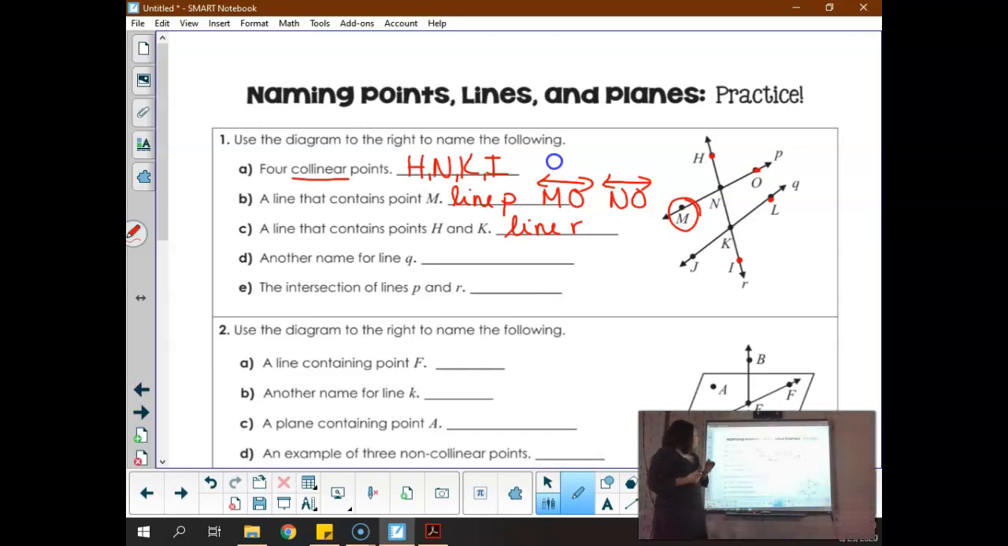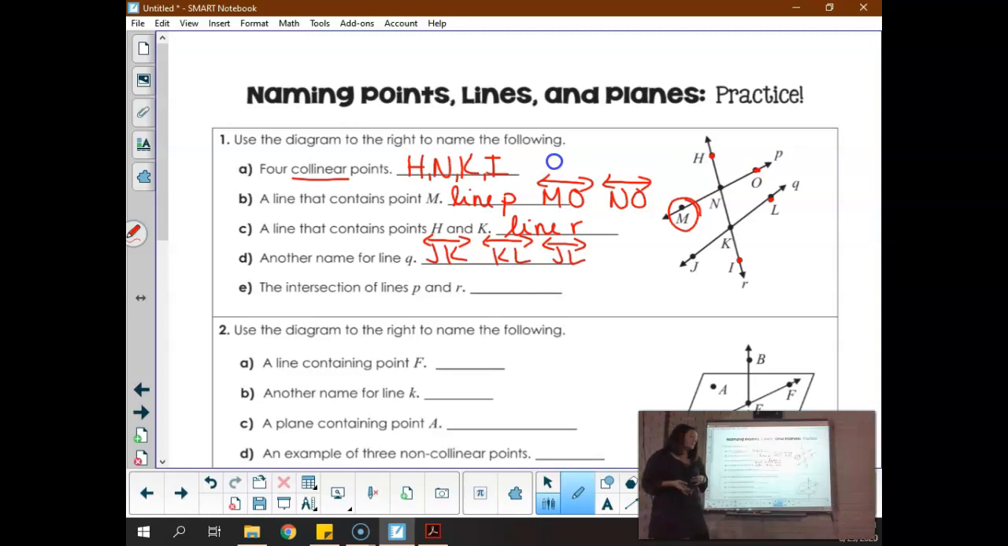D, name another line for line Q. We could say JK with arrows. We could say KL with arrows. And we could say JL with arrows. Any of those 3 options would work.